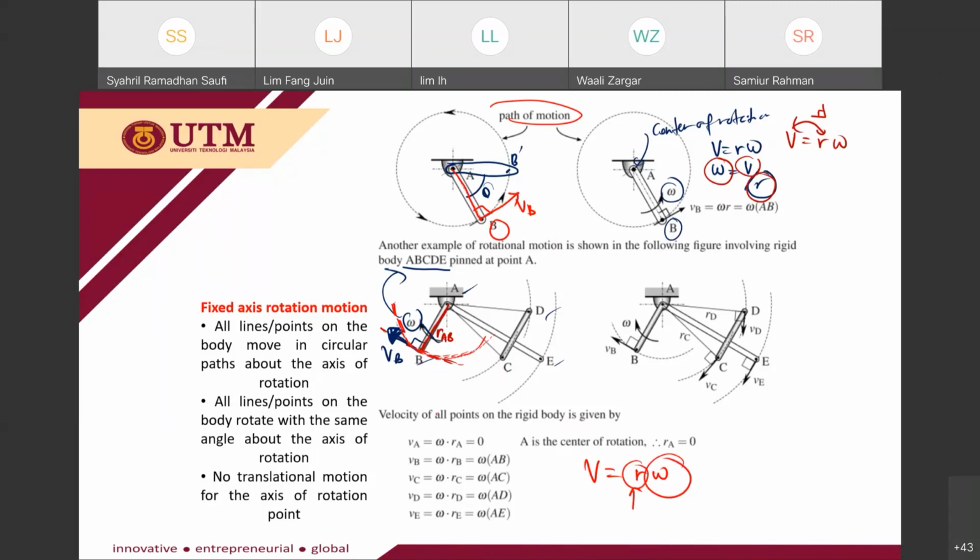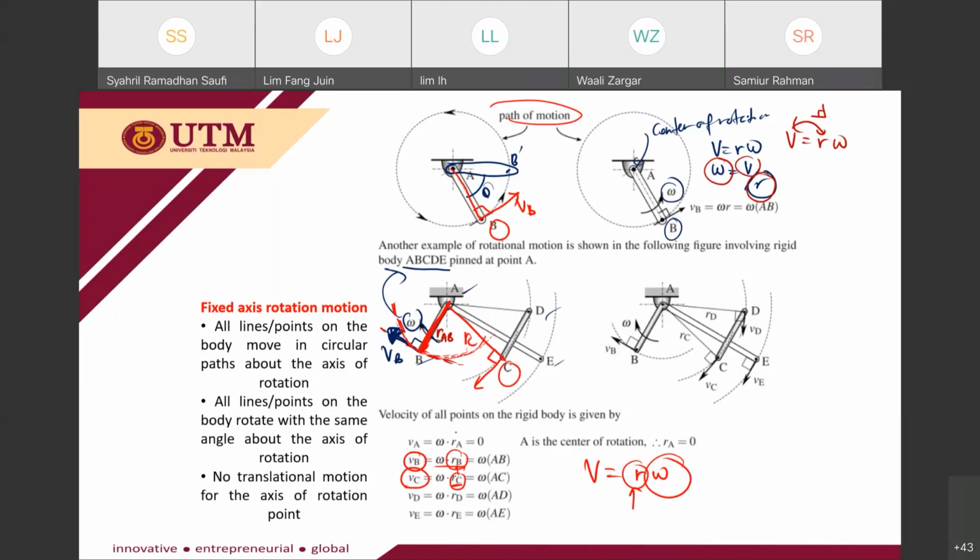Let's say we want to calculate VB. VB is equal to omega times RB. So this is the distance RB. And then let's say you want to calculate VC. VC is in this direction, perpendicular to this R. So times this one, which is RC. So omega times RC. RC and RB are different. That's why velocity at point C is different from velocity at point B, due to this distance from the fixed center of rotation.